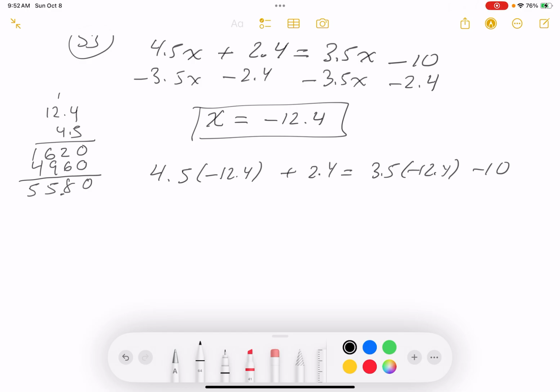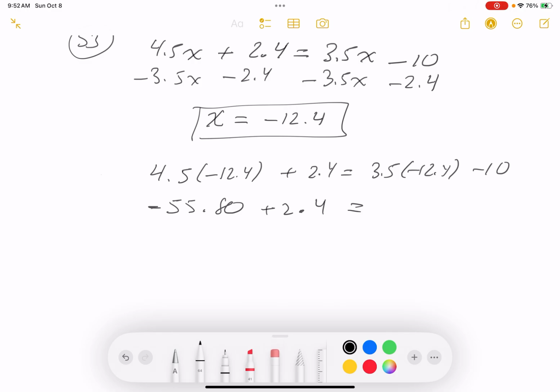Let's count the decimal places. So I get 55.80, but it's a negative number, plus 2.4. I get my eraser out, get rid of my arithmetic, and I'm going to do more arithmetic here. And I'm going to do 55.8 minus 2.4. 0, 4, 3, 53.40. So minus 53.40. We're not done yet. We've got to do the other side now. Get my eraser out and write it down. And what do you get?